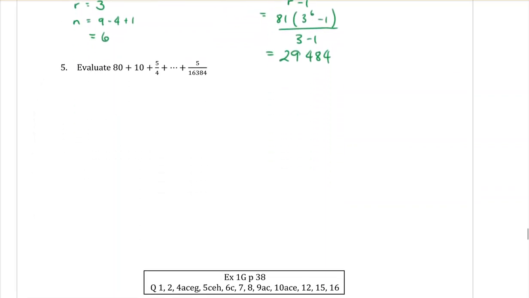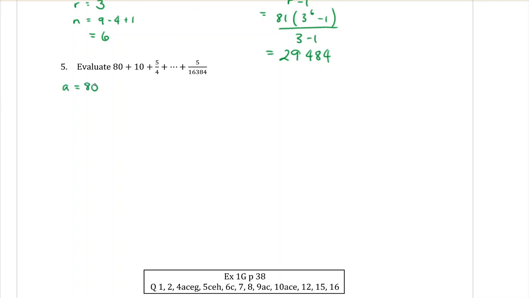Question 5. Evaluate 80 plus 10 plus 5 over 4 plus dot, dot, dot, dot, plus the last term is going to be 5 over 16,384. A, I know is 80. What is R? 1/8, good. N is what I don't know.